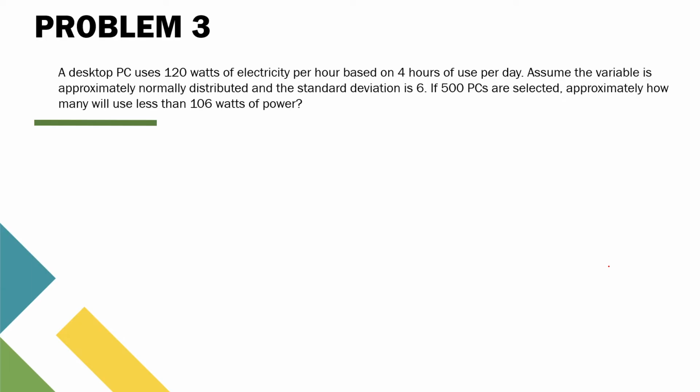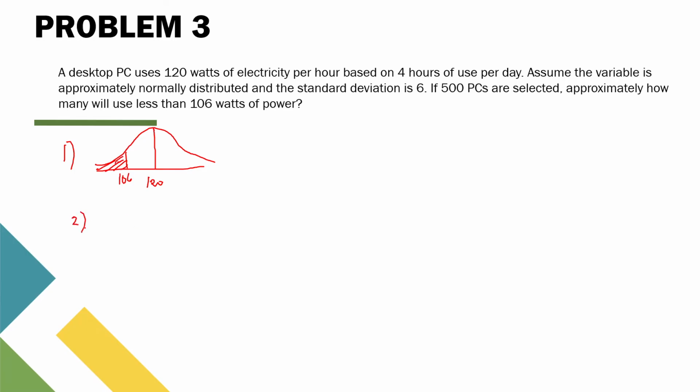Okay, so first, step 1, we need to draw a standard normal distribution curve here. Okay, this is the desktop. So we have here the average per house use per day, 120, and approximately will use less than 106. Let us assume this is 106. So this is less than 106.